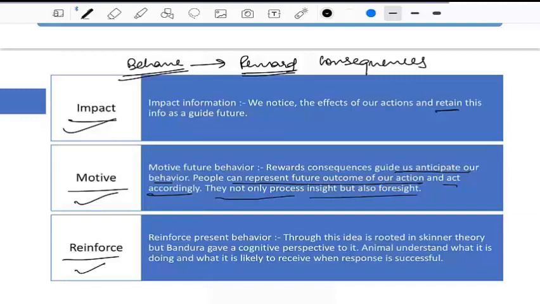So, and the next one is reinforce. Though this idea is rooted in Skinner's theory, Bandura gave a cognitive perspective to it. Animals understand what they are doing and what they are likely to receive when the response is successful. I think it is very clear. No confusion should be in this. Animals को पता है कि वो क्या कर रहे हैं और उनसे उसको क्या मिलने वाला है जब वो रेस्पॉन्स सक्सेसफुल हो गया तो. So this is reinforcement. This is Bandura's cognitive perspective about response consequences.